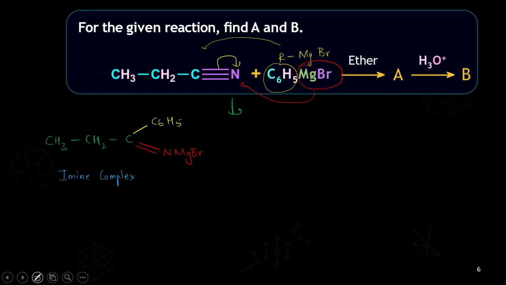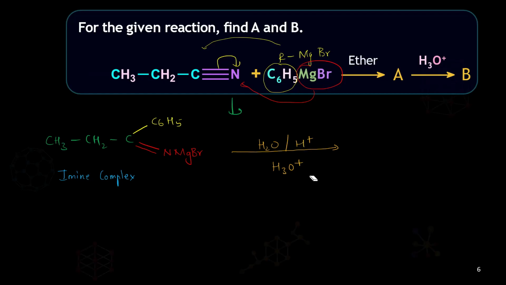Now what happens next? What is the next step? Hydrolysis in acidic medium. H2O, H plus, or you can simply put it as H3O plus. Remember guys, acidic medium with water means you can write water and acidic medium separately. H plus is nothing but the proton donor, which means it's an acid condition. Or you can simply put it as H3O plus.